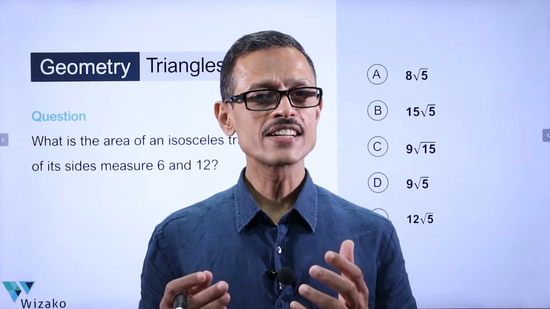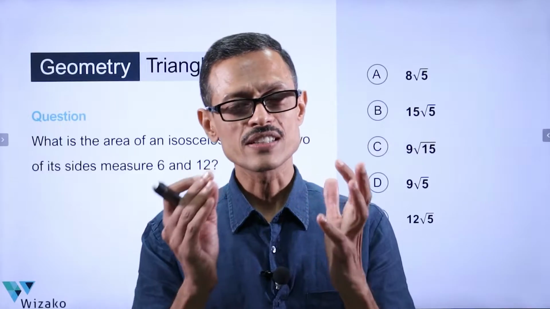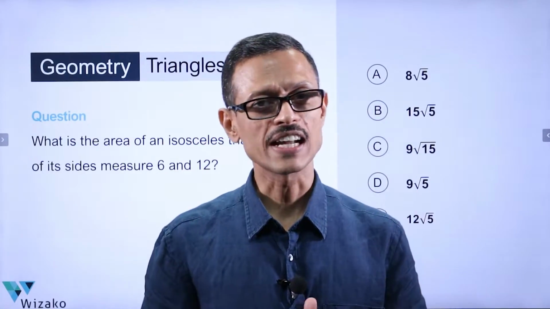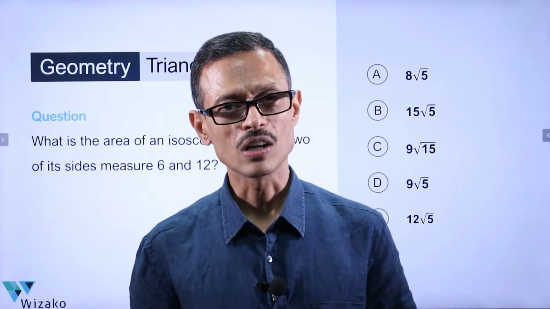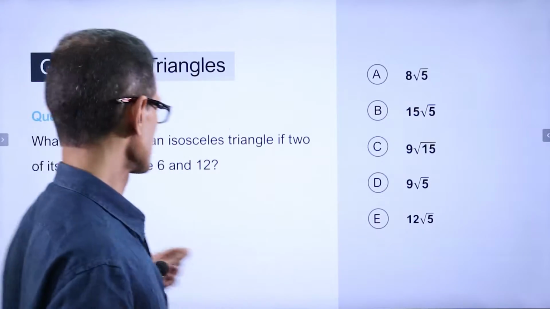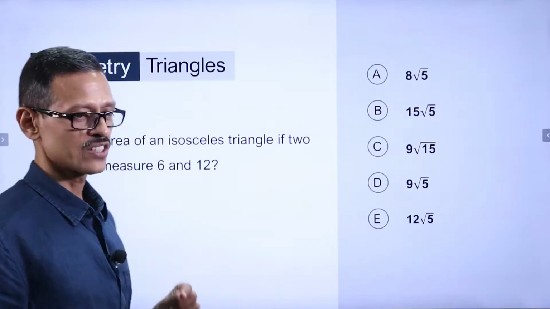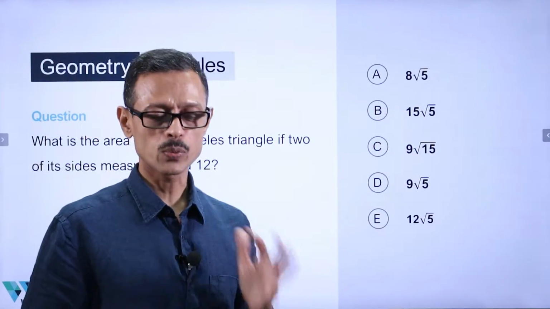The first one relates to the sides of a triangle. The second one: using the sides of a triangle, how does one compute the area of a triangle? We'll actually be using a formula called Heron's formula to compute the area of the triangle. Let's get started. Here is a question. What is the area of an isosceles triangle if two of its sides measure 6 and 12?